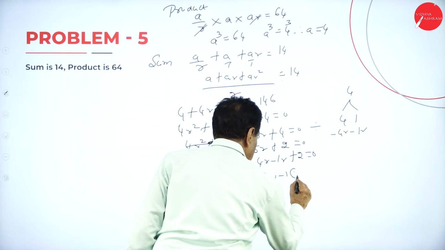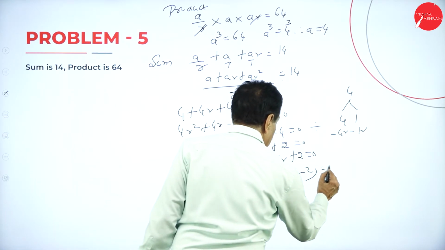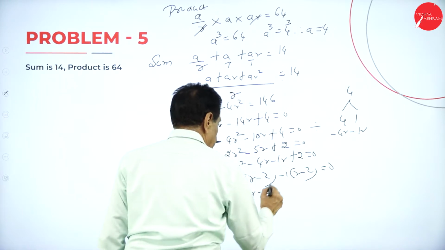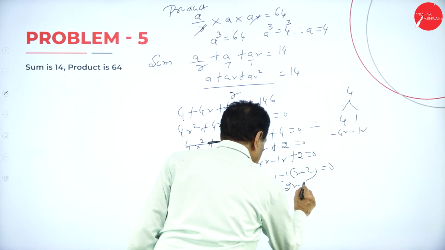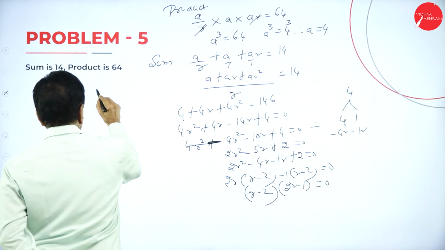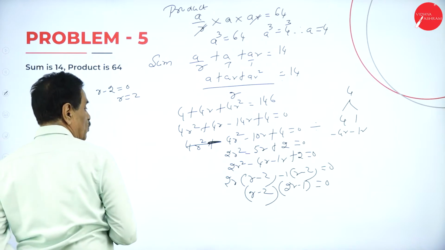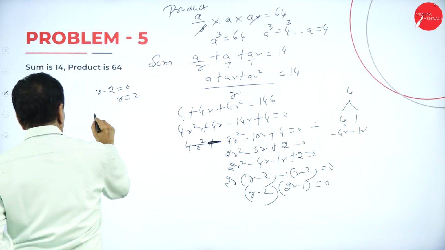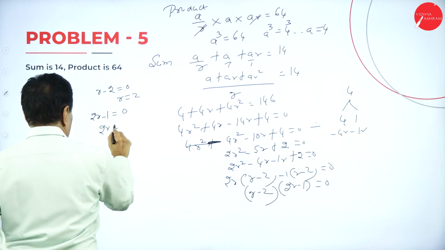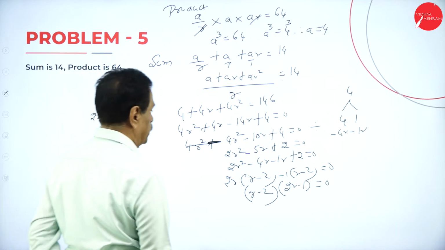Minus 1 common, R minus 2 is equal to 0. R minus 2, 2R minus 1 is equal to 0. R minus 2 is equal to 0, R is equal to 2. 2R minus 1 is equal to 0, 2R is equal to 1, R is equal to 1 by 2.